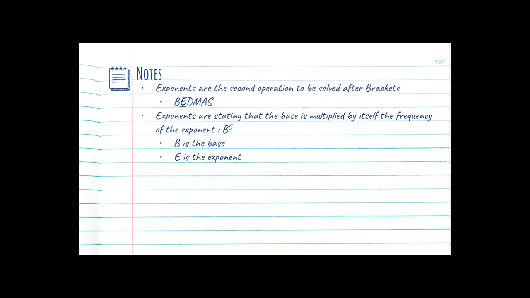Just a quick reminder so we know what an exponent is. An exponent is that little number that appears above a number. Exponents are the second operation solved in the order of operations. Like I mentioned, it's the E in BEDMIS. Exponents are basically saying that you're taking the base number and multiplying it by itself however many times the exponent says. That's a little bit confusing, so let's look at an example.